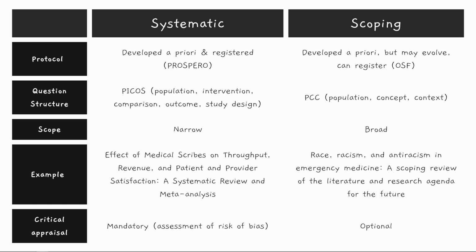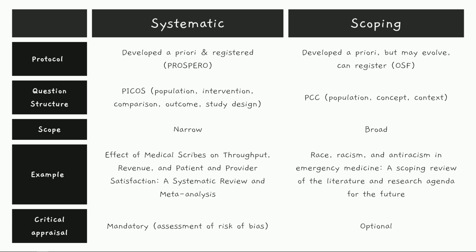And as an example that illustrates these differences nicely, these are two titles of actual published reviews. So you can see for the systematic review, Effective Medical Scribes on Throughput, Revenue, and Patient and Provider Satisfaction, a systematic review and meta-analysis. So the population there is emergency department patients and providers. The intervention is scribes. The comparison is versus no scribes. And then the outcomes are throughput, revenue, patient and provider satisfaction. Versus the example of the scoping review titled Race, Racism, and Anti-Racism in Emergency Medicine, a scoping review of the literature and a research agenda for the future. So this lacks that population piece of the PCC question, but you can see the concept is race, racism, and anti-racism, and the context is emergency medicine.